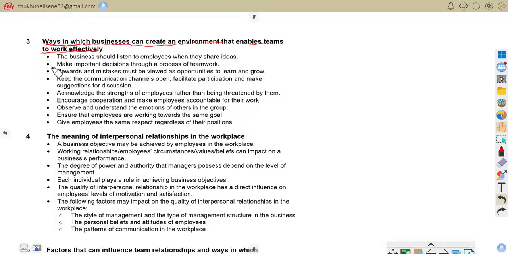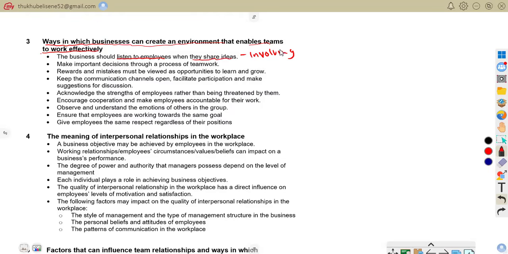The first one says the business should listen to employees when they share ideas. They should listen to employees' ideas. This is where right now they're going to try by all means to involve employees. Involving employees shows respect and value for their input.